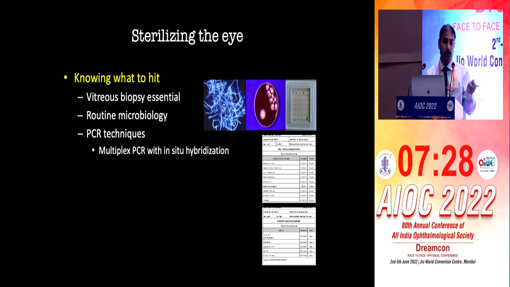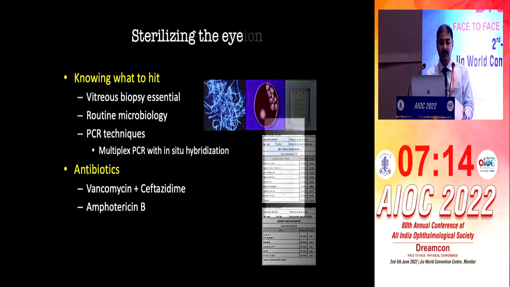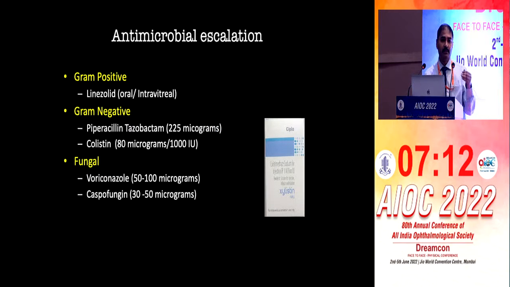Always we order both. It's not that we do only PCR or only routine microbiology. Also, antibiotics, we use vancomycin and ceftazidime as a routine in all our cases, and ampho-B at the first go. But if it's a severe endophthalmitis and it's been treated earlier with these, have a very small, I would say, threshold to escalate. And how do you escalate?